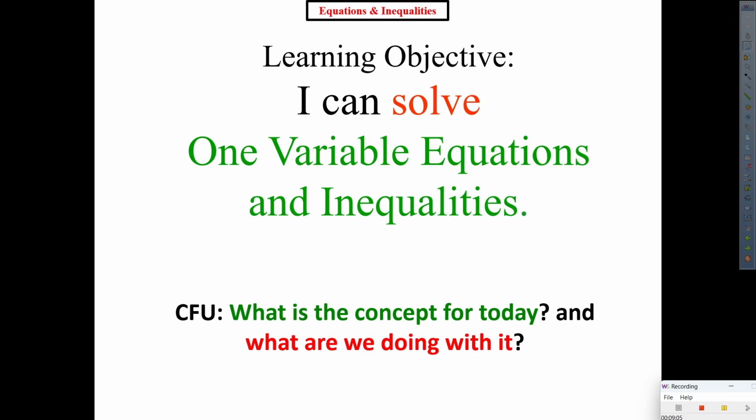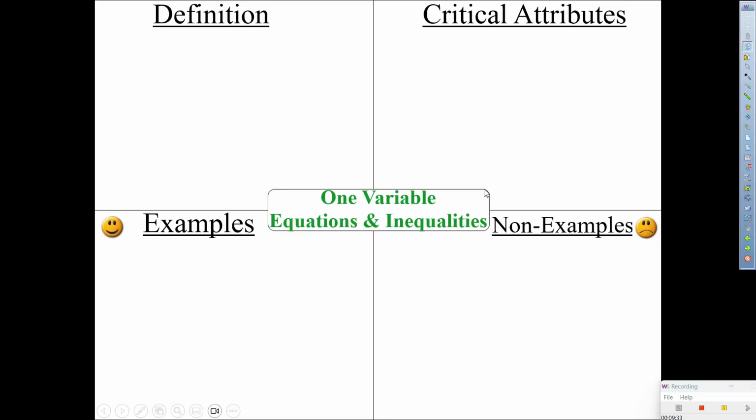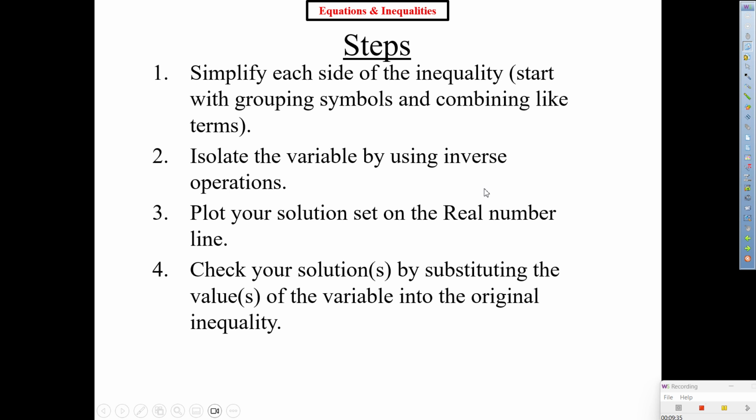Tell your neighbor what concept we've been working on so far. What concept have we been working on so far? Yeah, one variable equations and inequalities. What have we been doing? Solving them, yes? And yesterday we focused a lot on inequalities. So, we already filled our Frayer model. We talked about the steps that we were going to take. Focus, please.